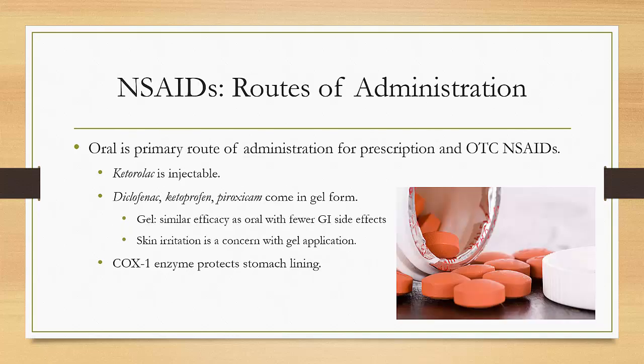The route of administration for NSAIDs. NSAIDs are used for the treatment of mild to moderate pain, especially for the pain associated with musculoskeletal inflammation, such as arthritis or gout. The primary route of NSAID administration is oral for both prescription and over-the-counter medicines. Toradol is the only NSAID routinely administered via the parenteral route.